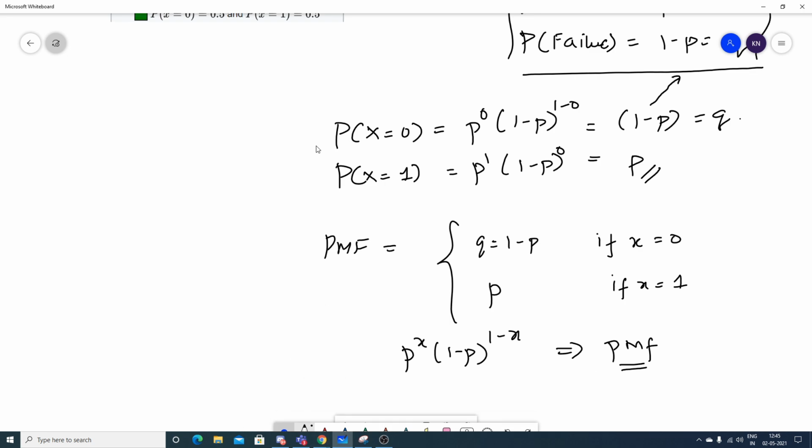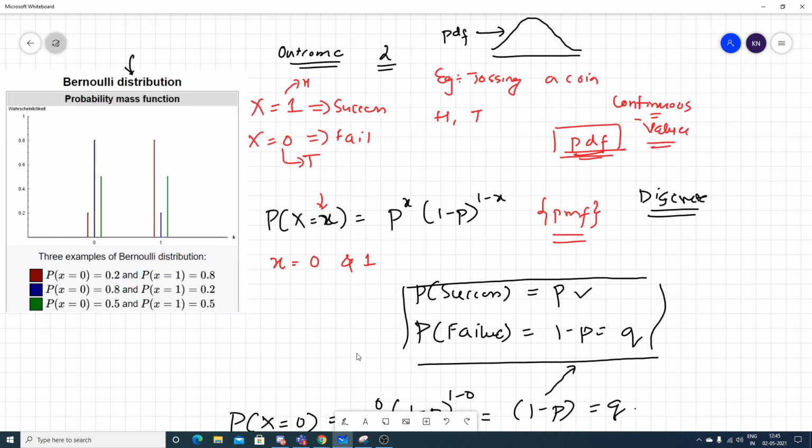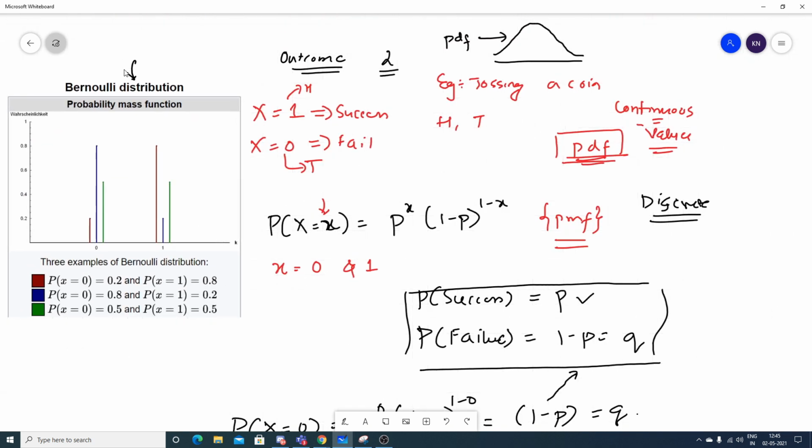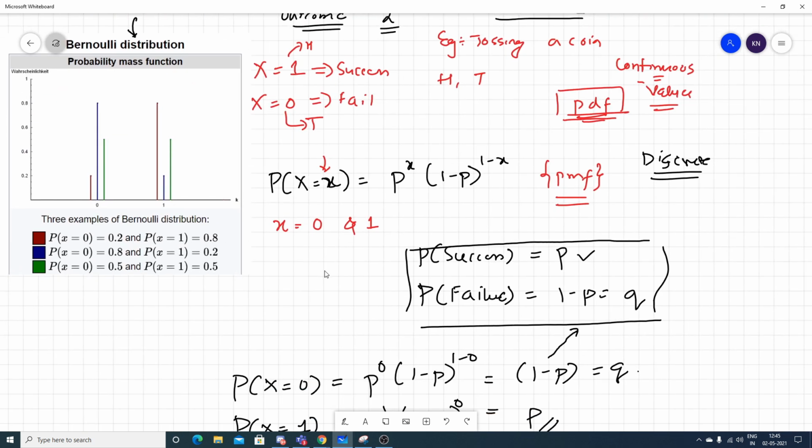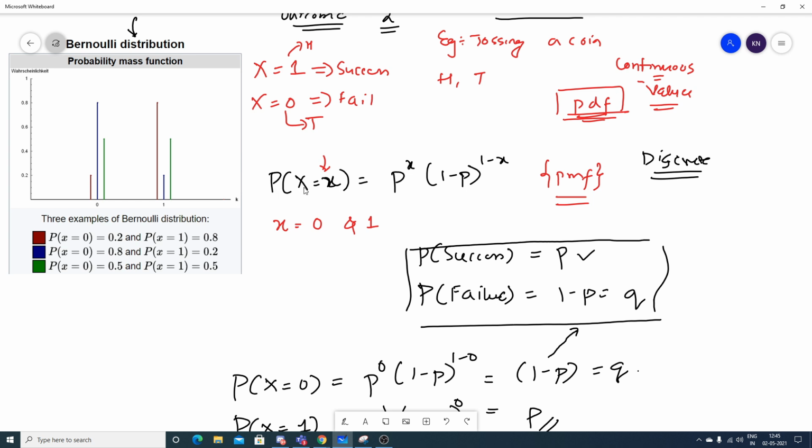Here, what we are actually saying is that when x is a random variable and it follows a Bernoulli distribution, then we can write the probability of the random variable being small x as p to the power small x multiplied by 1 minus p to the power of 1 minus x. This is called the probability mass function. And always remember, there are only two outcomes: success and failure. The probability of success is represented by p, and the probability of failure is represented by 1 minus p.